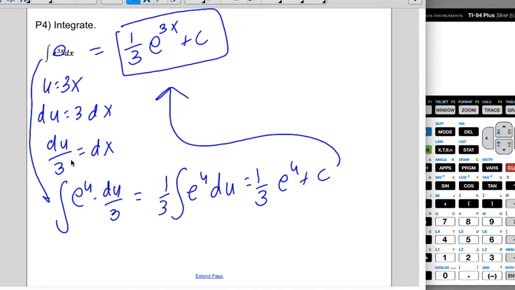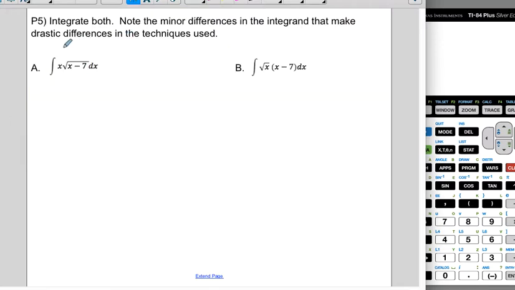All right, so that's the end of the very straightforward ones where I'm not asking you to compare two very similar integrands and figure out what differences the similarities make. So let's look at P5. We're going to integrate both A and B, and I want you to look at the subtle differences.